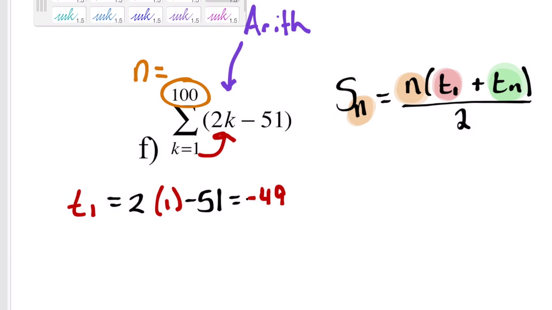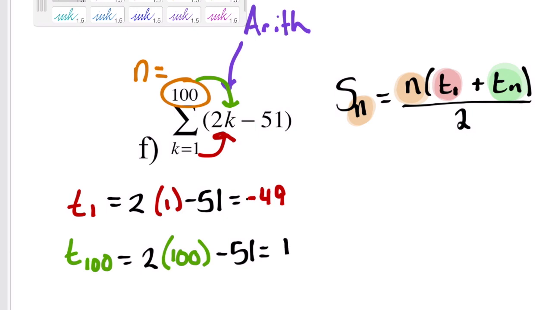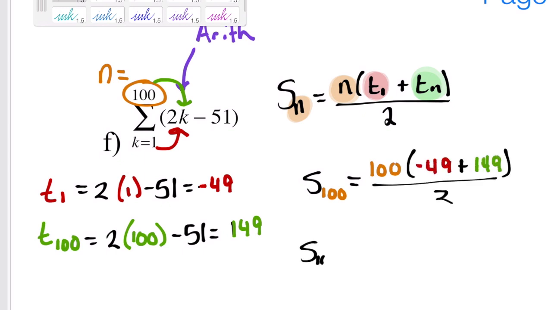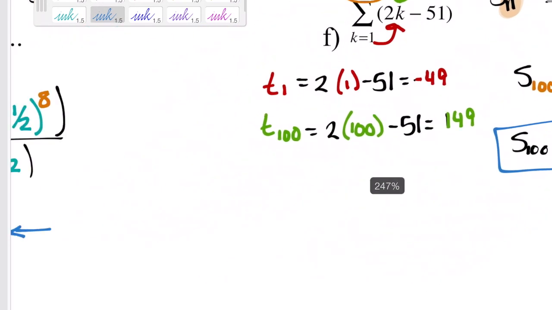I also need my last term, and I can't tell just by looking, so I'm going to have to plug in the 100. So my t sub 100 in this case. Definitely wrong color. So this will end up being 149. Now I have everything I need. I'm just going to plug it in. So the sum of those first 100 terms ends up being a very beautiful 5,000. And then we're ready for our last one.